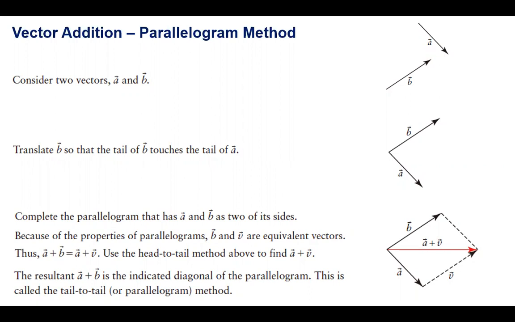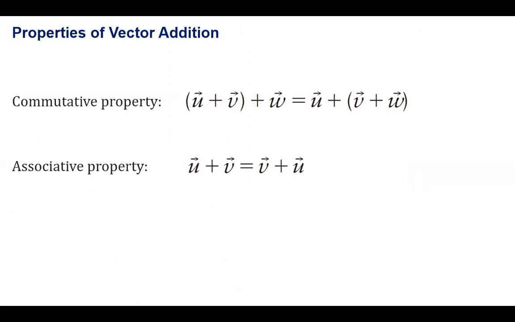So there are two methods you can use to find vector A plus vector B, right? You can choose either one you like. Any questions? No? Okay, then next let's have a look at some properties of vector addition.